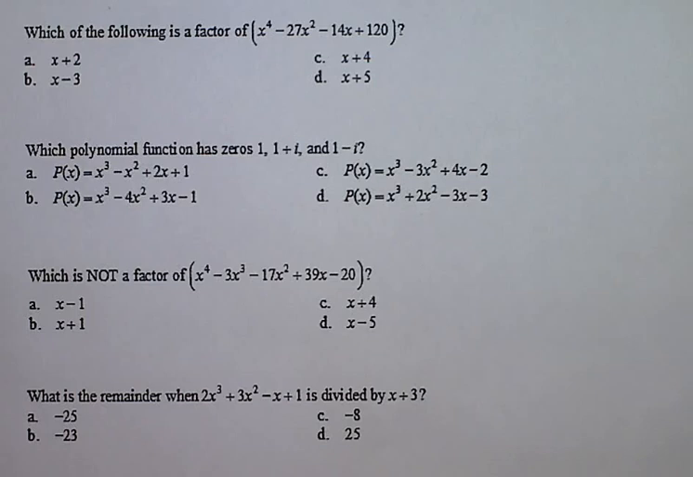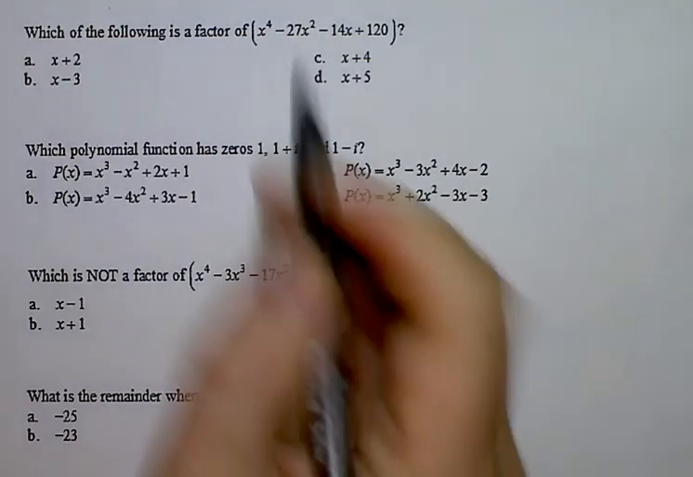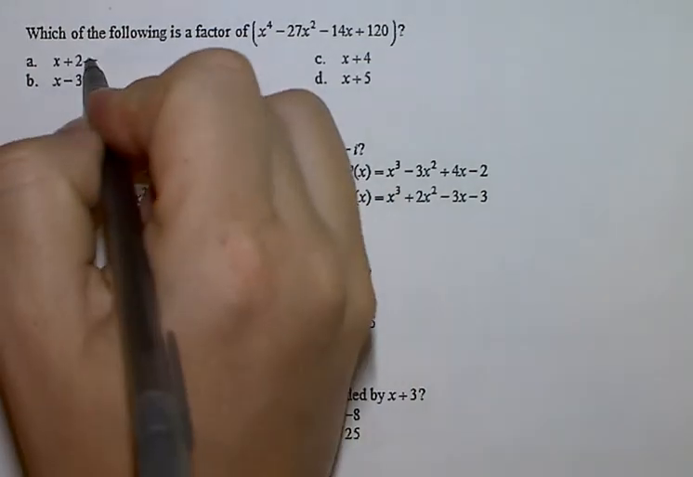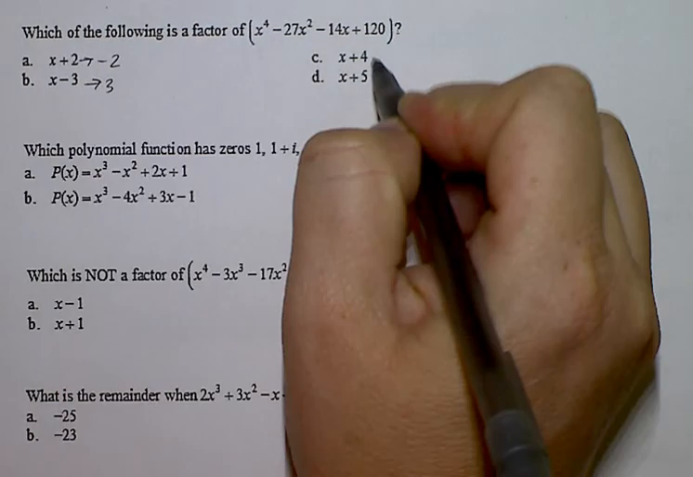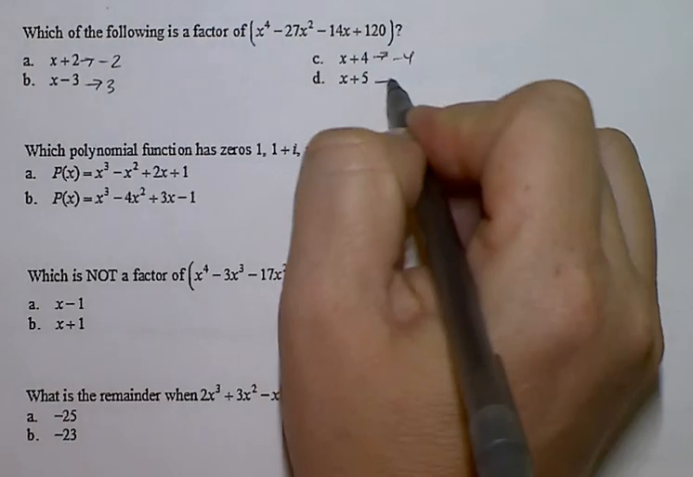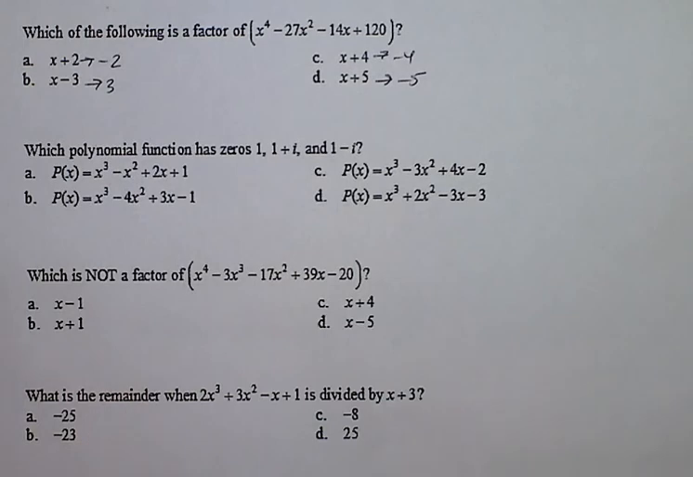Which of the following is a factor? So remember, if it's a factor, it has a remainder of 0. So you're going to test -2, +3, -4, and -5. And you could test using synthetic division, but I think it's even faster to test in one of two ways. So here are your two options.